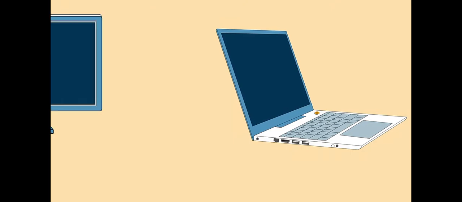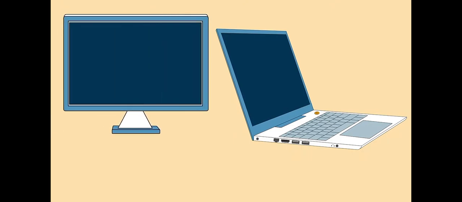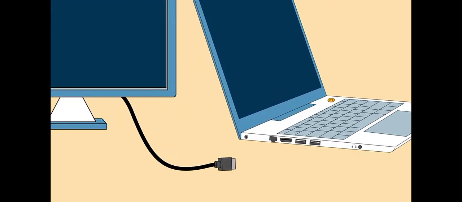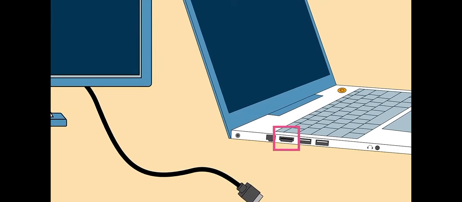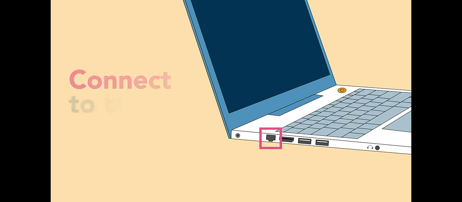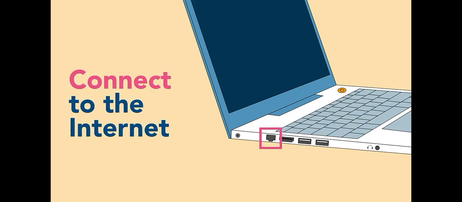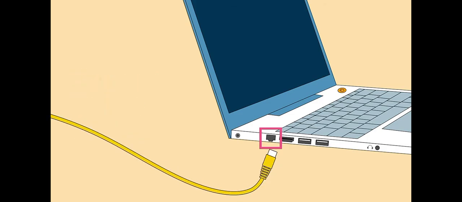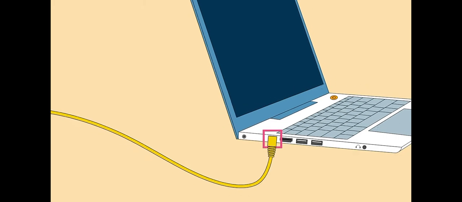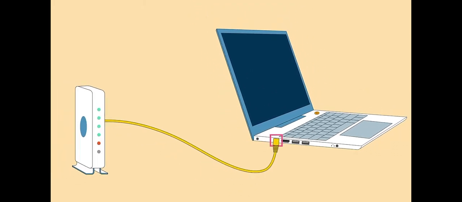If you have a laptop, you can connect a separate monitor as long as you have the right equipment. Just look for the display port and plug in the appropriate cable. The Ethernet port lets you connect to the internet if you're not using Wi-Fi. All you need is an Ethernet cable, which you can then connect to your modem or router.